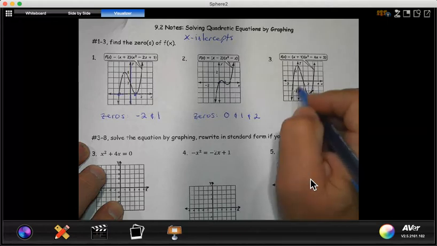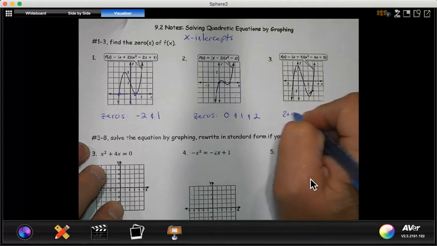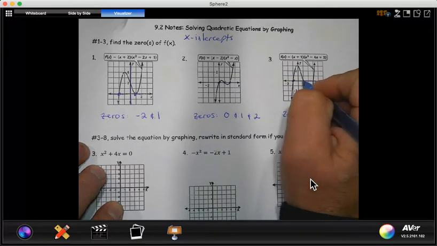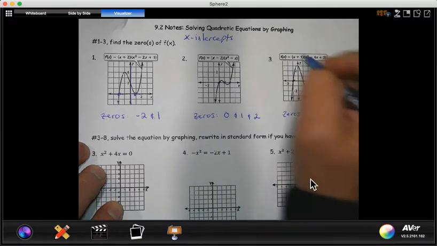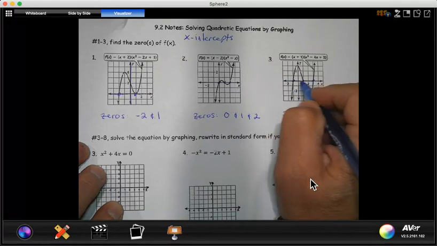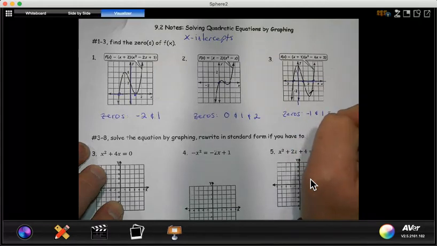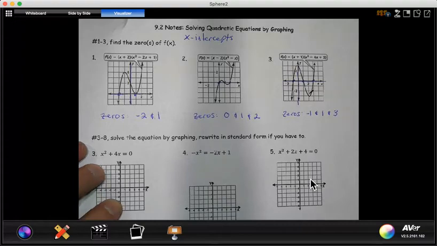The last one, the zeros. I plot my dots so I can find where they are. Find the axes. There's the x-axis, there's the y-axis. So it looks like there's zeros at -1, 1, and 3.